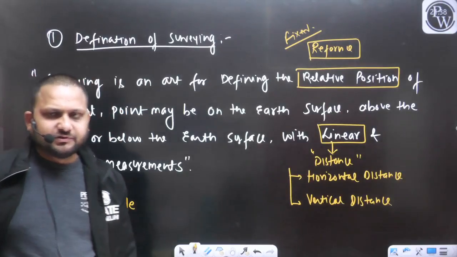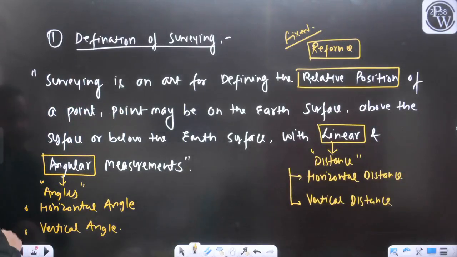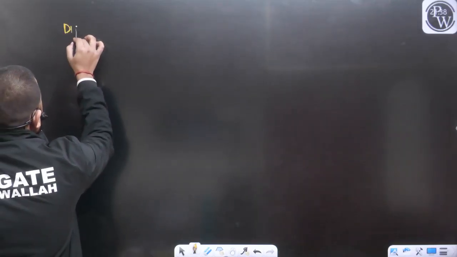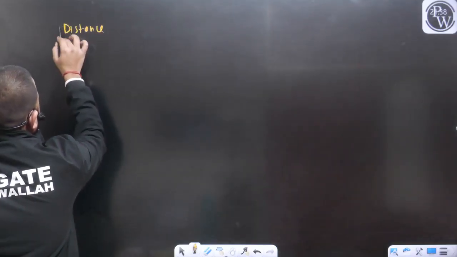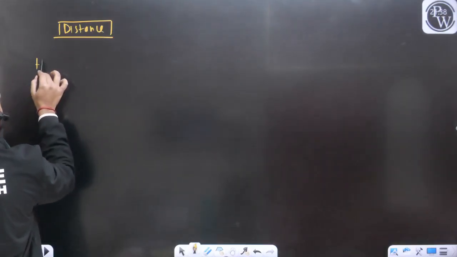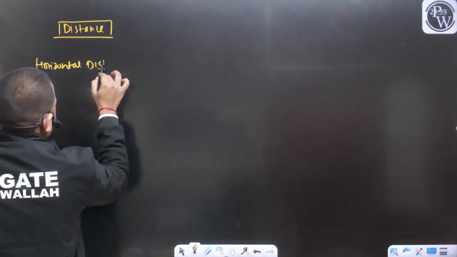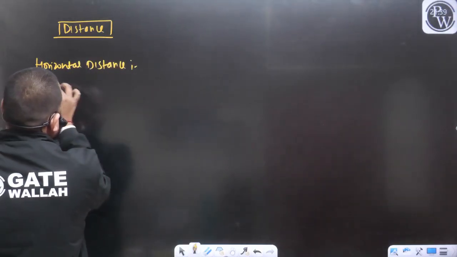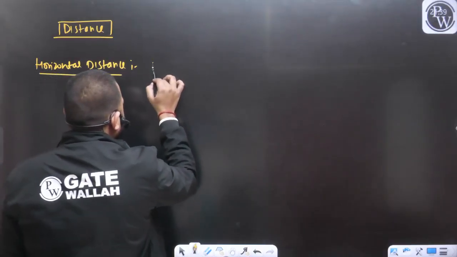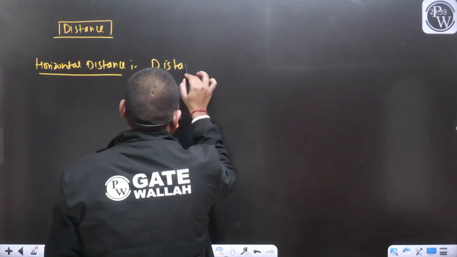So let's see the discussion. I am talking about the distance. Horizontal distance means distance between 2 points.